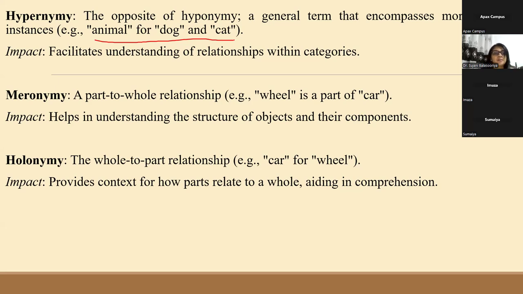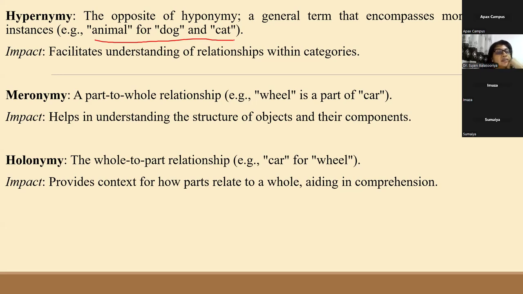And what is animal then? Hypernym. Whereas dog and cat are hyponyms. They are the more specific terms. So knowing about hyponyms as well as hypernyms facilitates understanding of relationships within categories. You can get a clear understanding of the hierarchical relationships, how one word is related to another word and on which basis. That idea you can get very clearly if you are aware of more and more hyponyms and hypernyms. So that is the argument here.